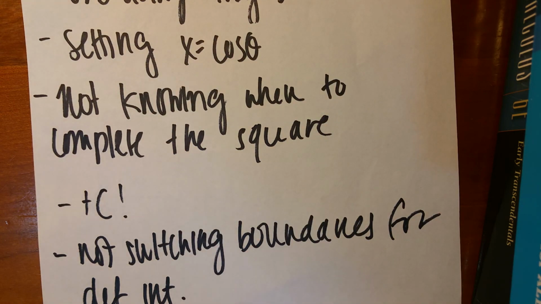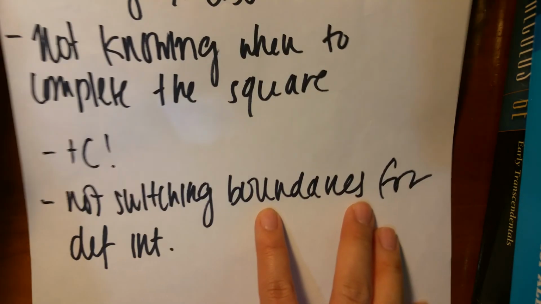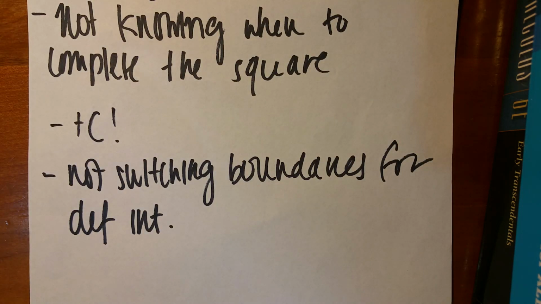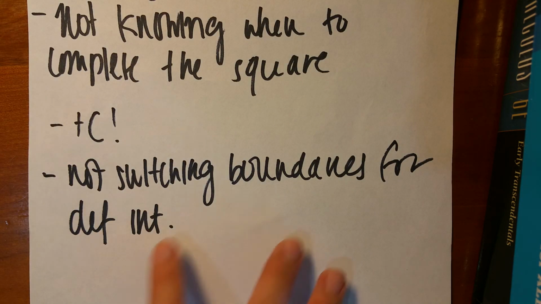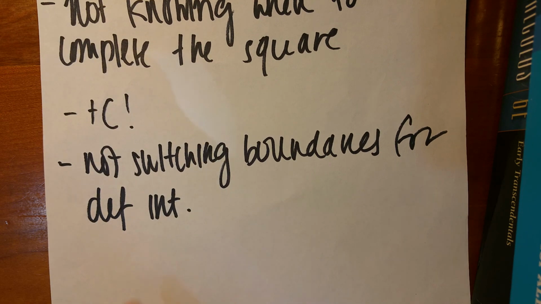Another common mistake is not knowing when to complete the square. This can be very tricky, but you just have to get used to it and do some more practice problems and you'll get the hang of it. Plus C is something always to remember for indefinite integrals, and then not switching boundaries for definite integrals is a common mistake.